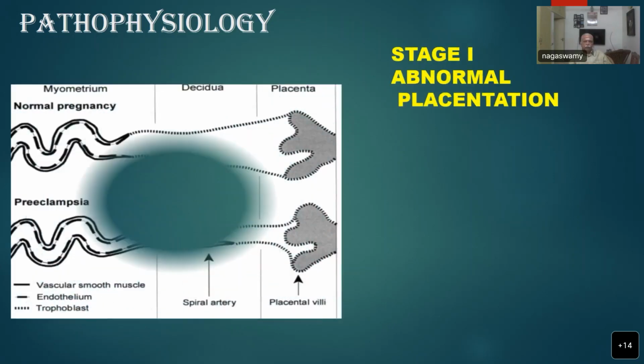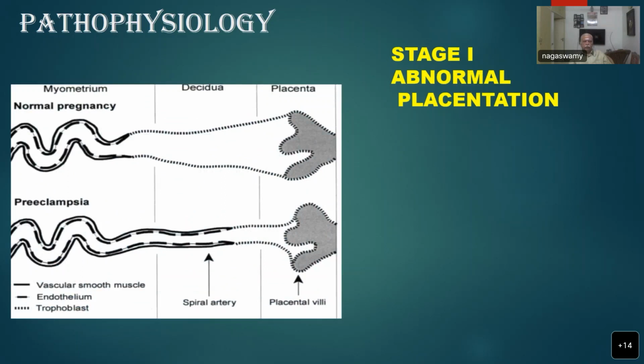Now coming to this picture, it will tell you very easily what abnormal placentation is. The normal pregnant vasculature is depicted here, and in preeclampsia, what is happening? Normally the myometrium supplies the blood through the uterine branches, and it goes to the decidua and placenta. So this is the placental villi.